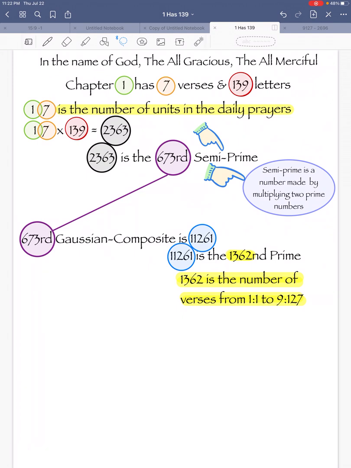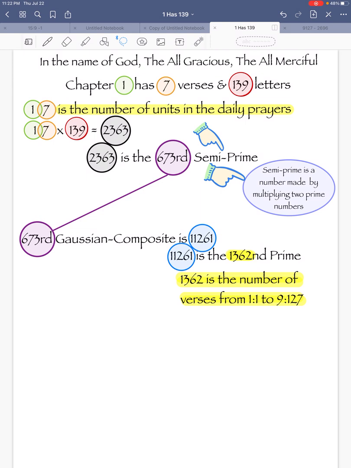God mathematically has told us so far, from chapter 1 having 7 verses and 139 letters, the total units in the daily prayers and the total number of verses from 1:1 to 9:127. So far, very simple mathematics to follow. Few simple steps needed to be taken to get those results.